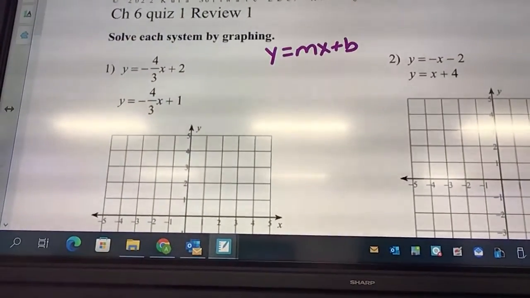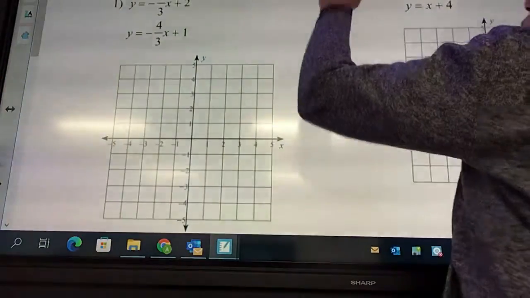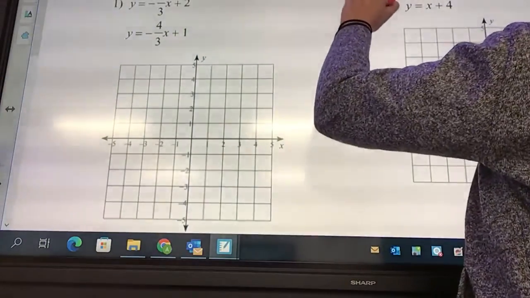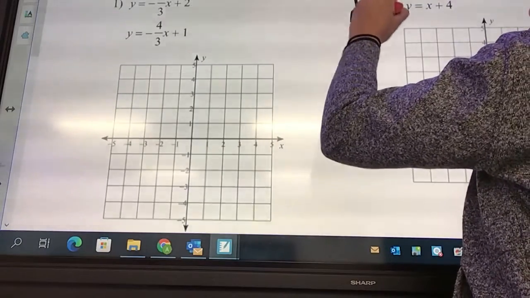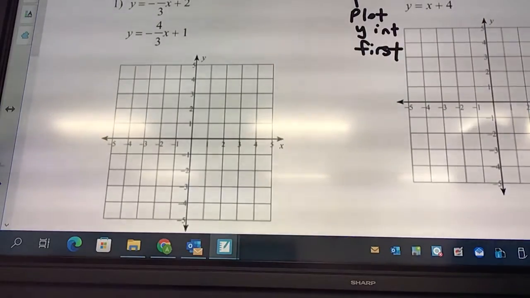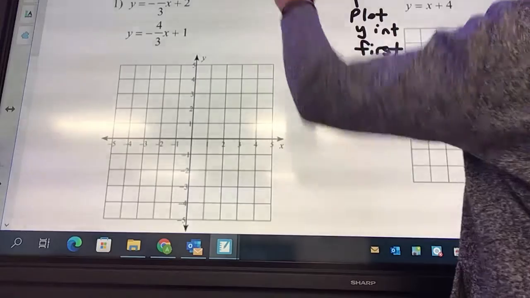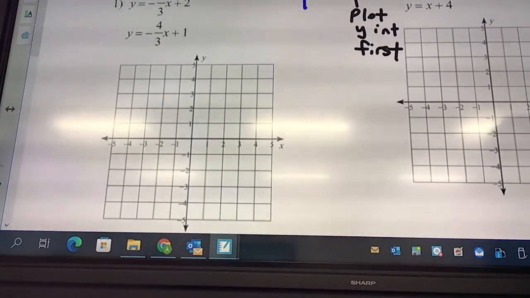So if we look at the first equation, we always plot the y first. So you need to plot the y-intercept first. And then the m stands for what? What's the m stand for? Our slope.